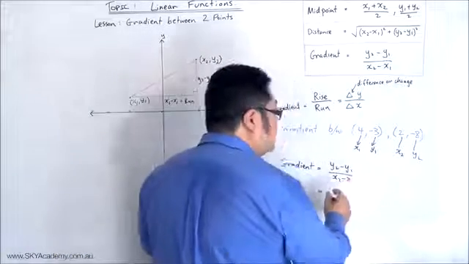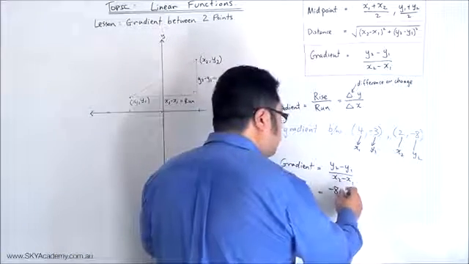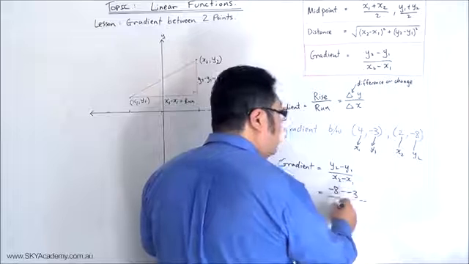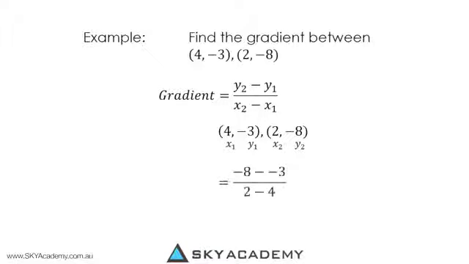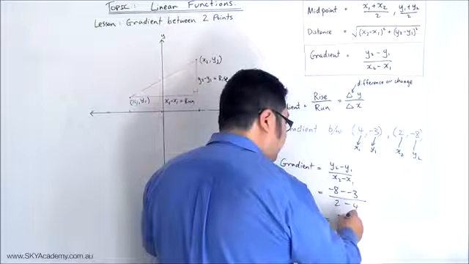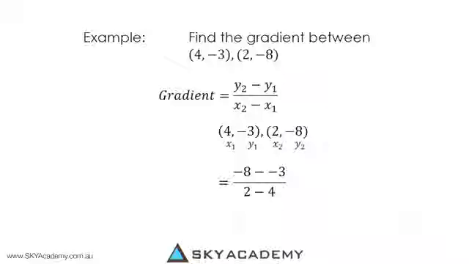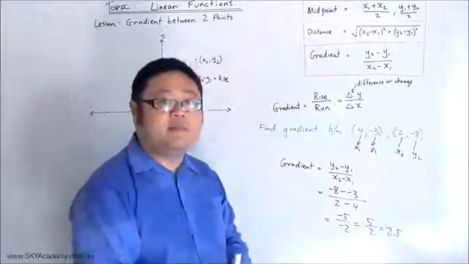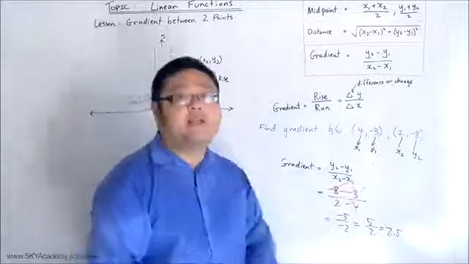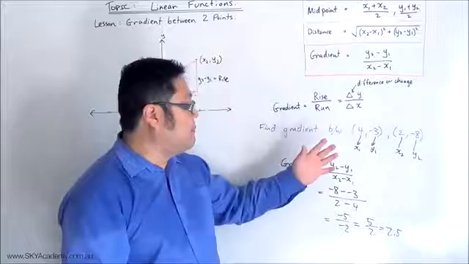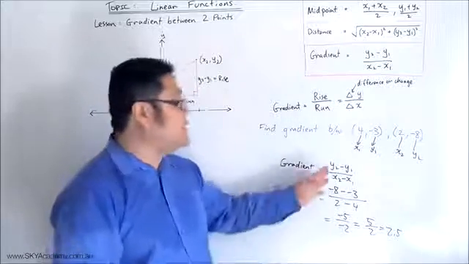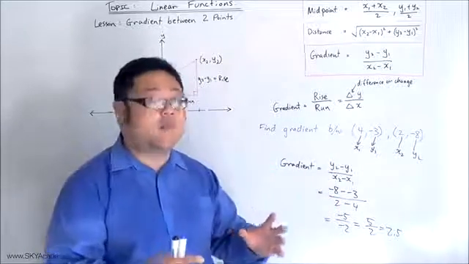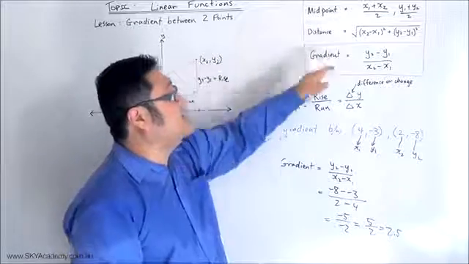So let's do that. So what we have is minus 8 minus negative 3, all on 2 minus 4. And the answer here would be, what is it? Minus 5 on minus 2, which is 5 on 2, or, yeah, 2.5. So our gradient would be 2.5. Does that make sense? So that is basically just the way that you would set it out, and it's very simple, the procedures that you go through with the midpoint, the distance, and the gradient.